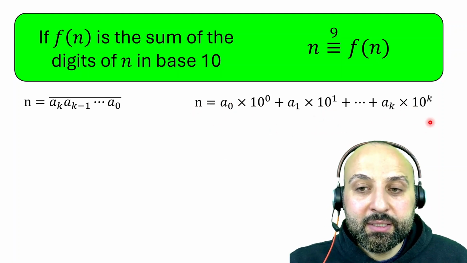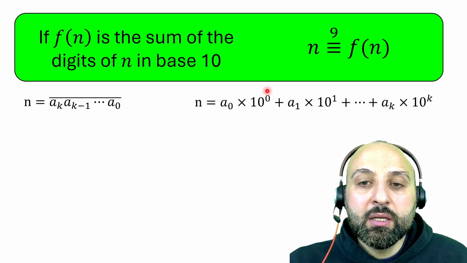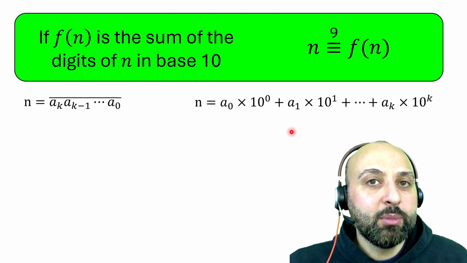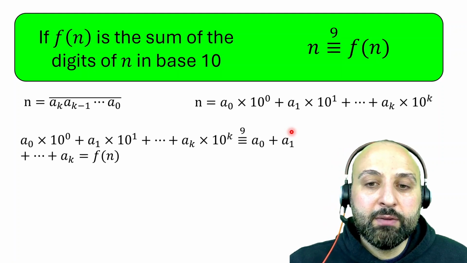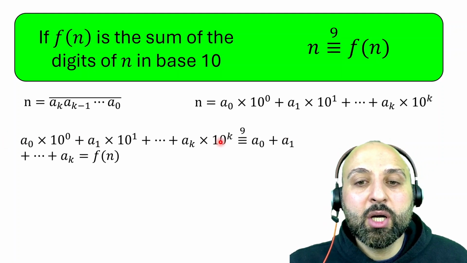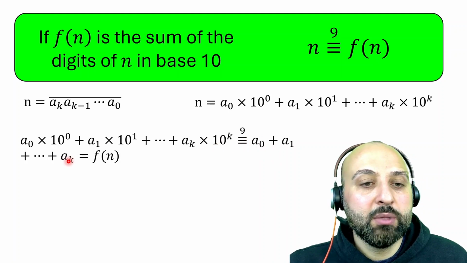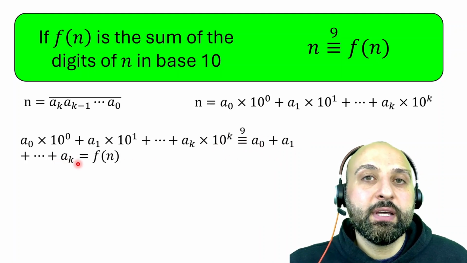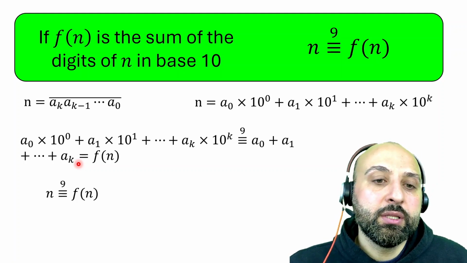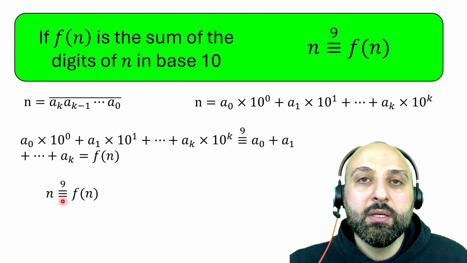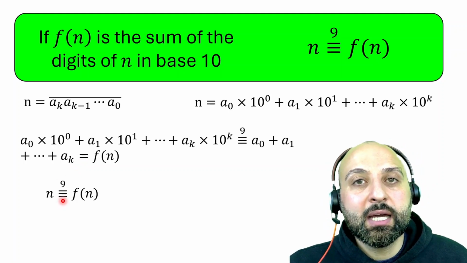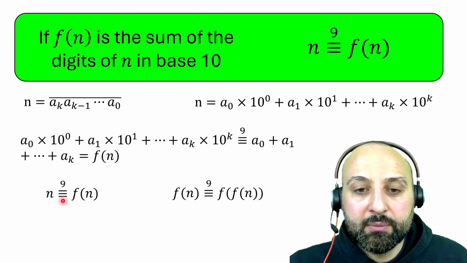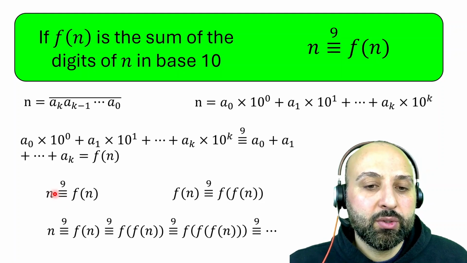If we calculate this number modulo 9, 10 modulo 9 is 1. So actually all of these 10 power whatever modulo 9 become 1. Therefore, what we have is that number n modulo 9 becomes a0 plus a1 plus a2 and so on. And we know that this is the definition of fn. Therefore, n modulo 9 becomes equal to fn. In the same way we can take fn and calculate it modulo 9. That becomes equal to f of fn. And so on. We can continue that way.